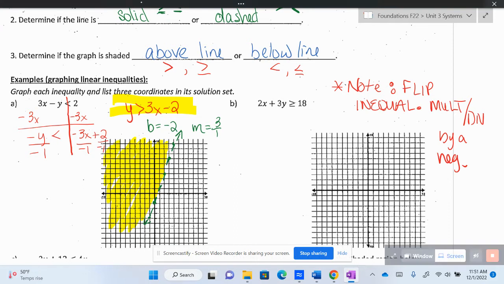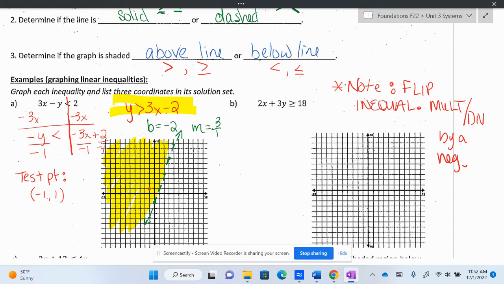So let's just say that I wasn't sure that was right. Could I check it? How? Pick a point in the shaded area. How about if I pick the point -1, 1? Is that okay? Okay, so let's write down this test point. My test point is going to be -1, 1.